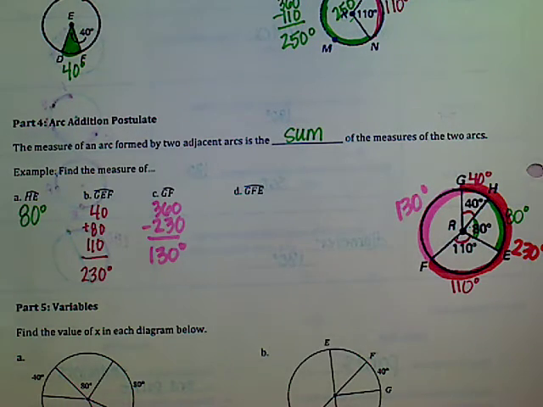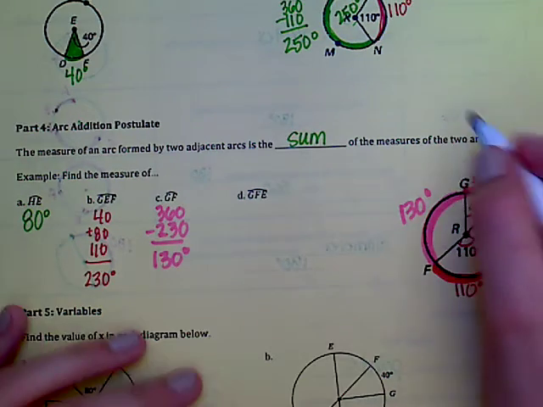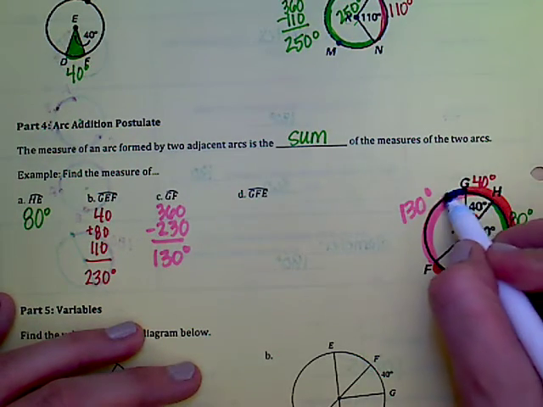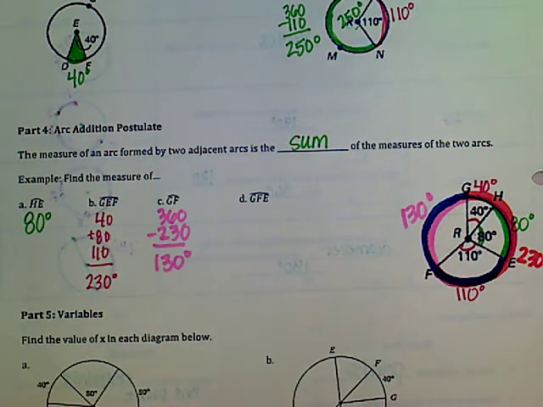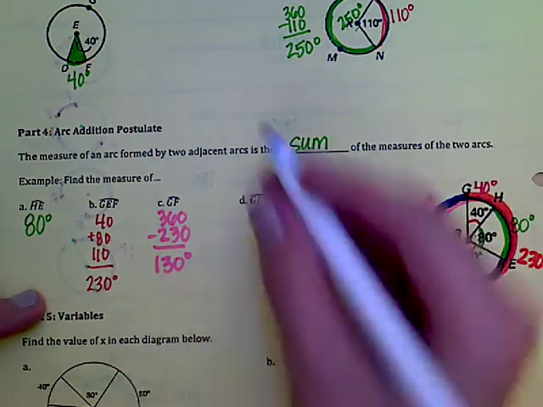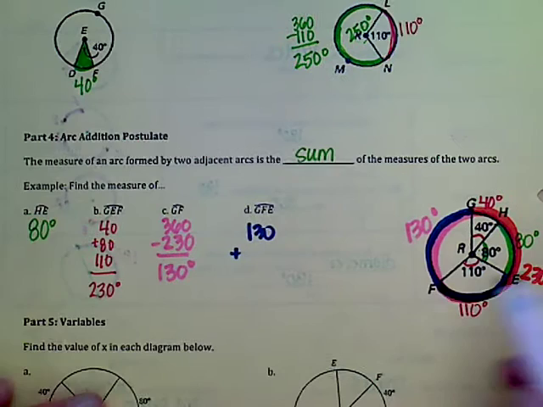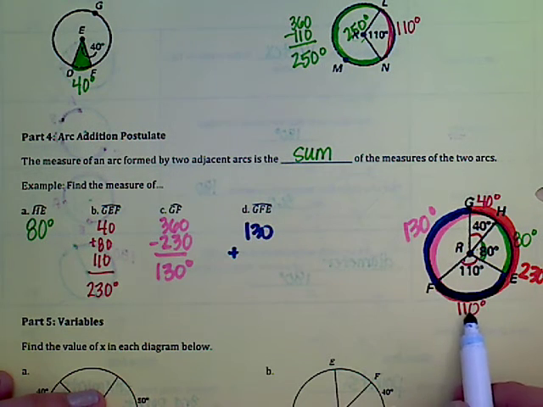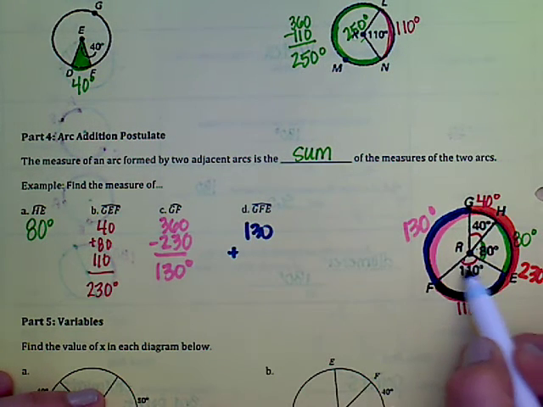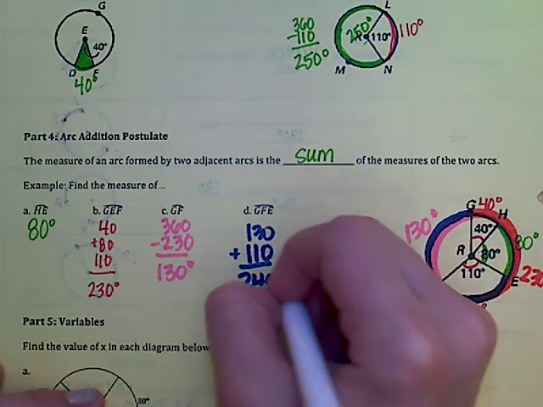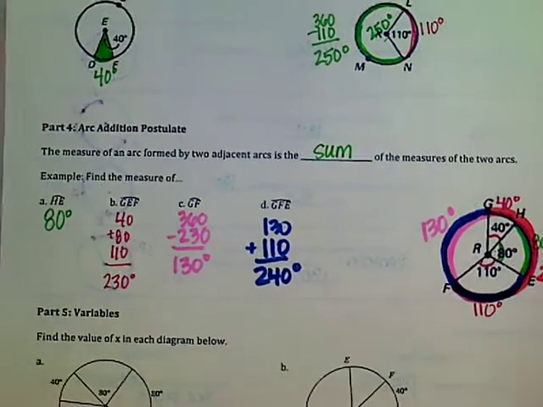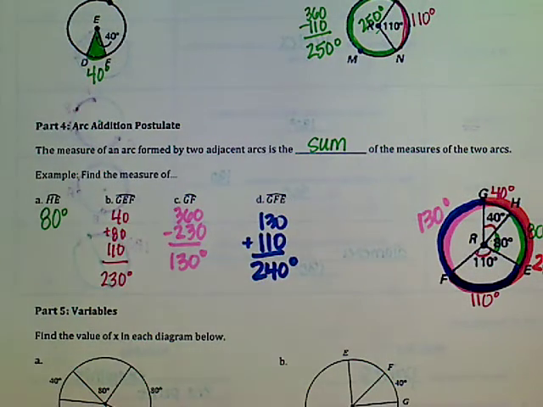Right, the very last one, it asked me for arc GFE. That's going to be major because it has 3 points, from G to F all the way around to E. I just need to see what pieces of that arc I have so I can add them together. Well, I know G to F is 130. We found that. So I also just need FE, which we found earlier to be 110, because this central angle is 110, so this arc has to be 110. So when I add those together, I get 240 degrees.